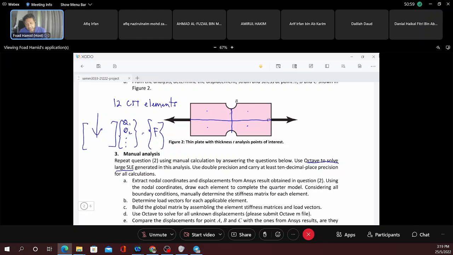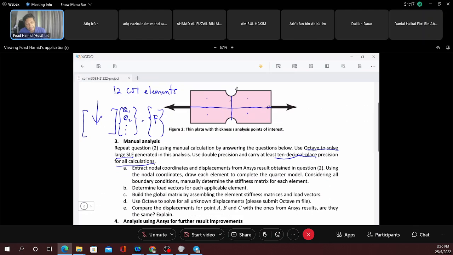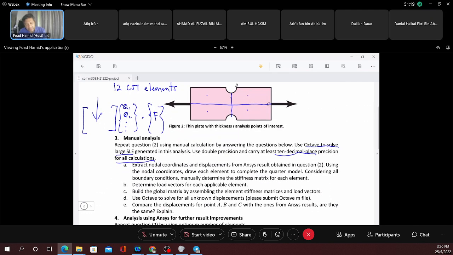Use double precision and carry at least 10 decimal place precision for all calculations, because if you are using fewer significant figures, your answer will not be the same as the one in your ANSYS result. So the first thing that you need to do is to extract coordinates.